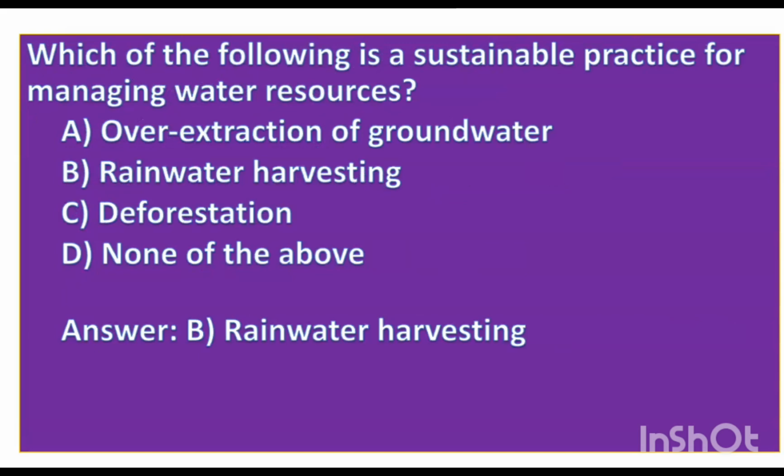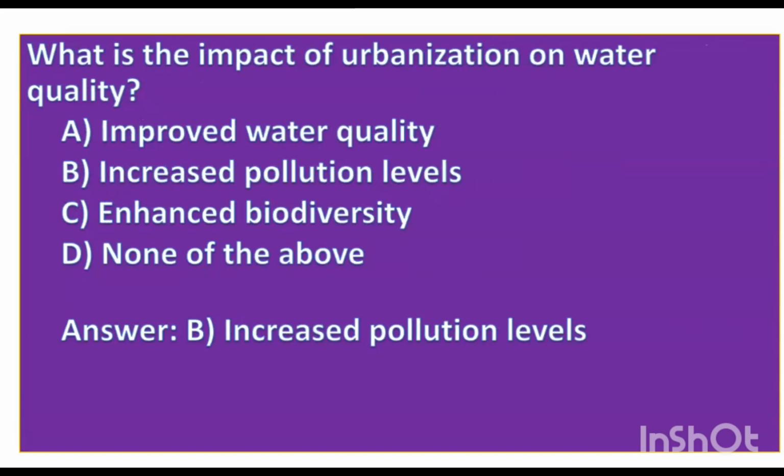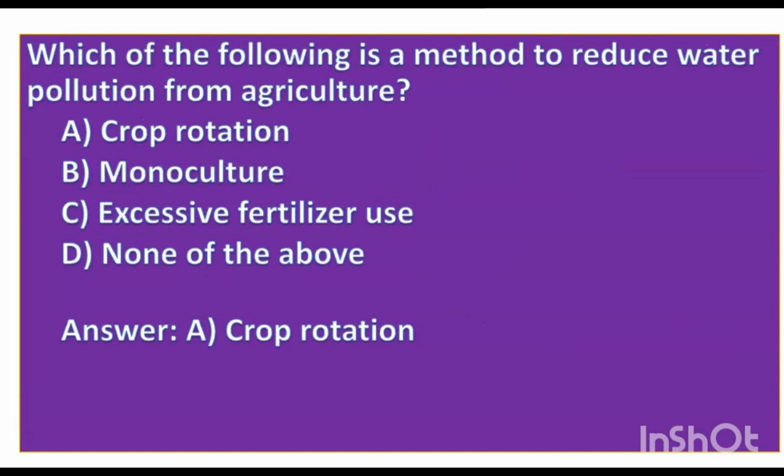Answer: rainwater harvesting. What is the impact of urbanization on water quality? Options: improved water quality, increased pollution levels, enhanced biodiversity, none of the above. Answer: increased pollution levels. Which of the following is a method to reduce water pollution from agriculture? Options: crop rotation, monoculture, excessive fertilizer use, none of the above. Answer: crop rotation.